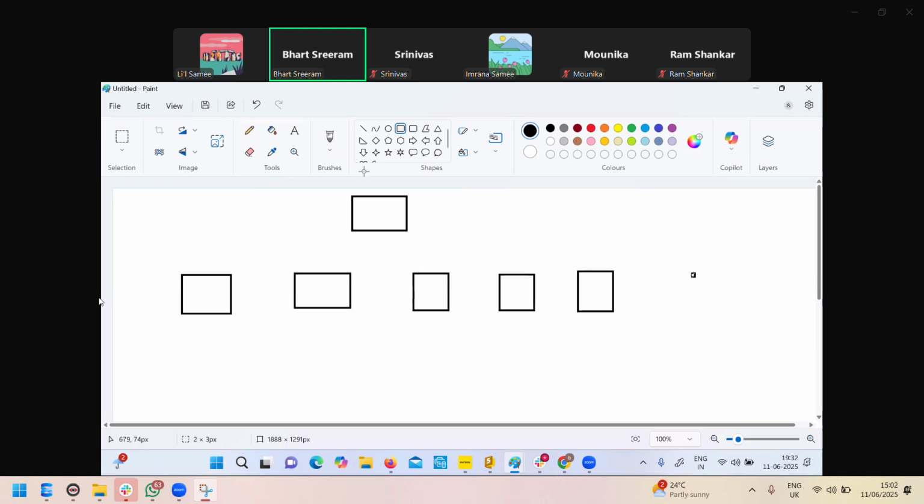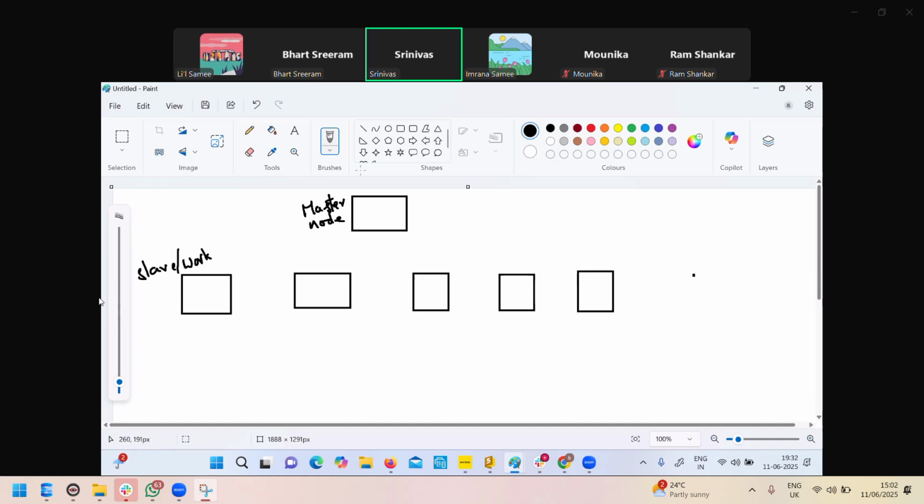Now this is a network. Totally 6 nodes are here. One node I dedicate for master. The remaining nodes are slaves, or worker nodes. Let's say this is worker node 1, worker 2, worker 3. They are known as slave or worker nodes, right?